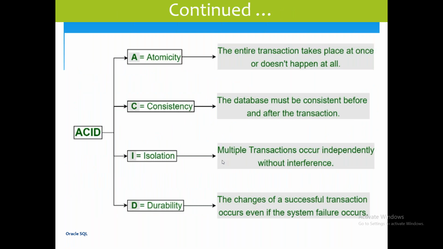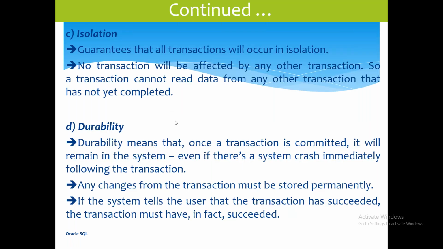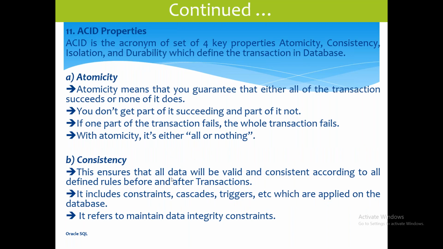Okay. Consistency. The database must be consistent before and after the transaction. Some rules are already added at the database level, like the examples given: cascade, triggers, constraints, and all those things. Using all these concepts, only valid data can be kept. Unwanted data we can restrict.